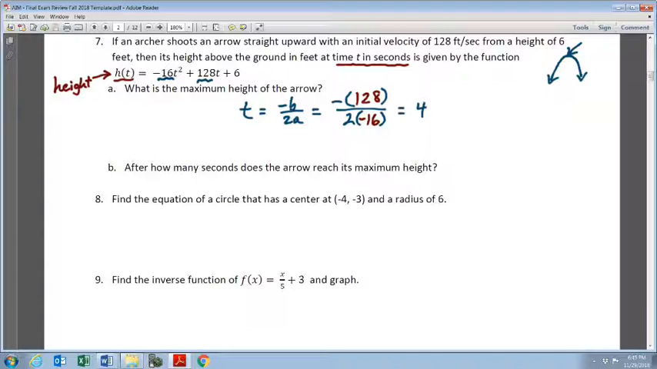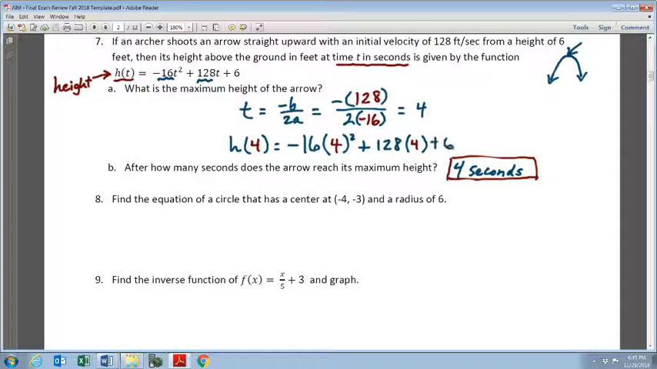Now that's our time. And notice that's going to be what we're looking for in part B. After how many seconds does the arrow reach its maximum height? Well, that's after 4 seconds. To find the maximum height, we actually have to put the 4 into the function. So we want to find h of 4. So let me go ahead and plug that in here. And you can put this into your calculator, and you should get 262. Now we're working in feet here, so this will be 262 feet.